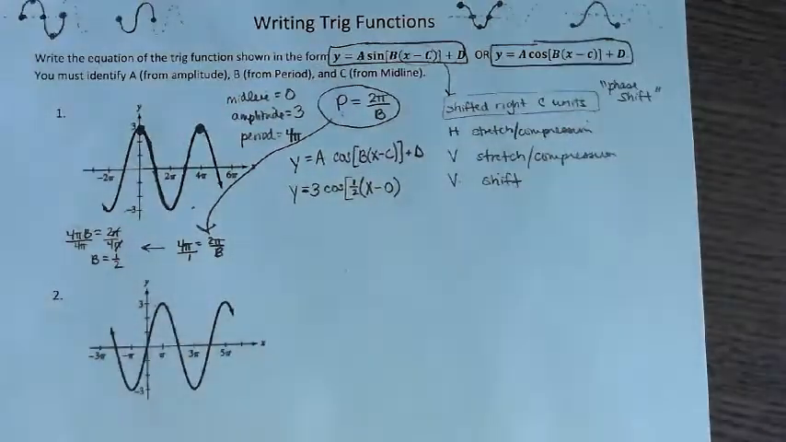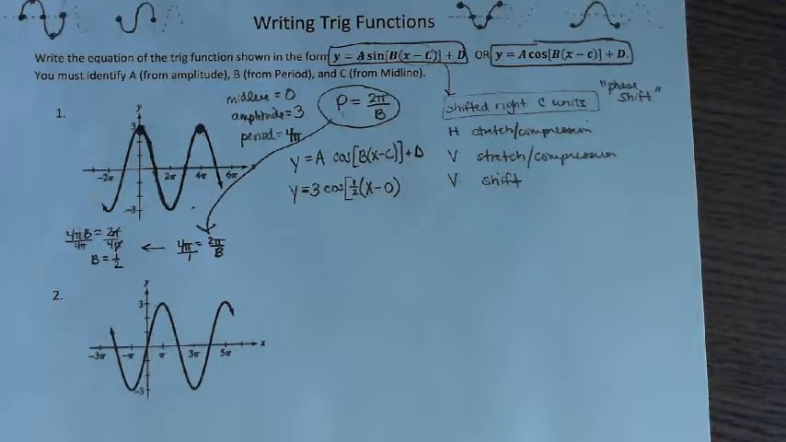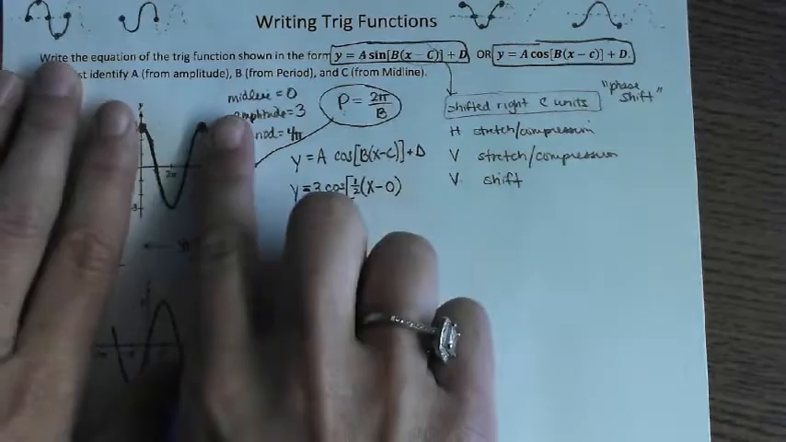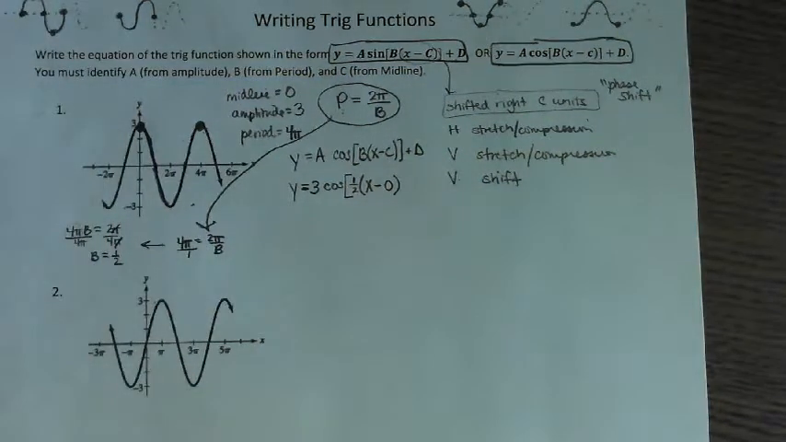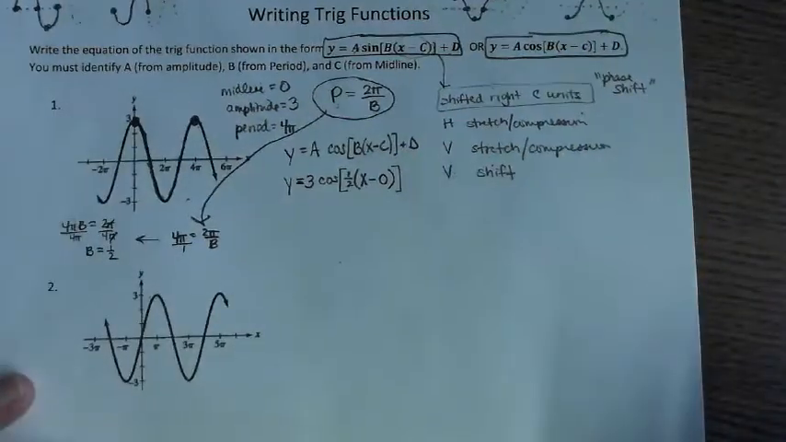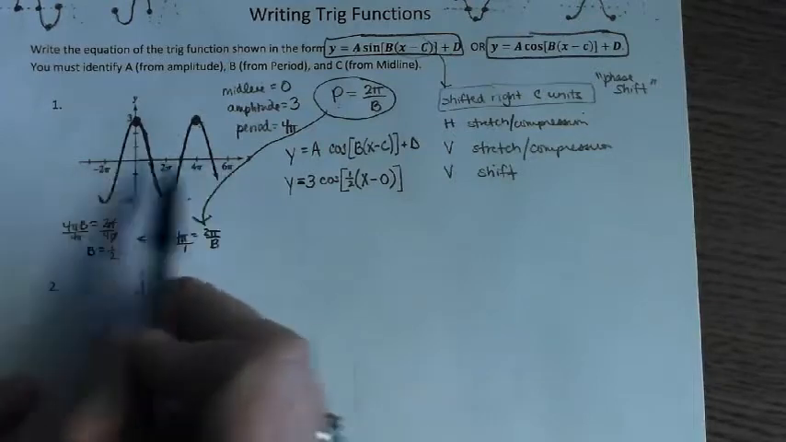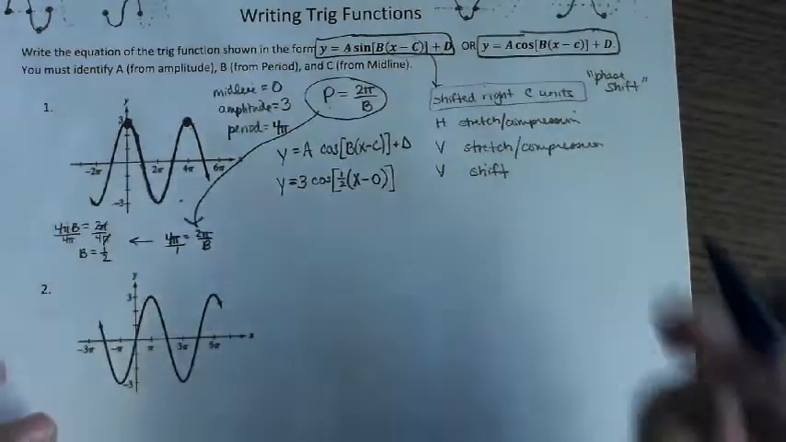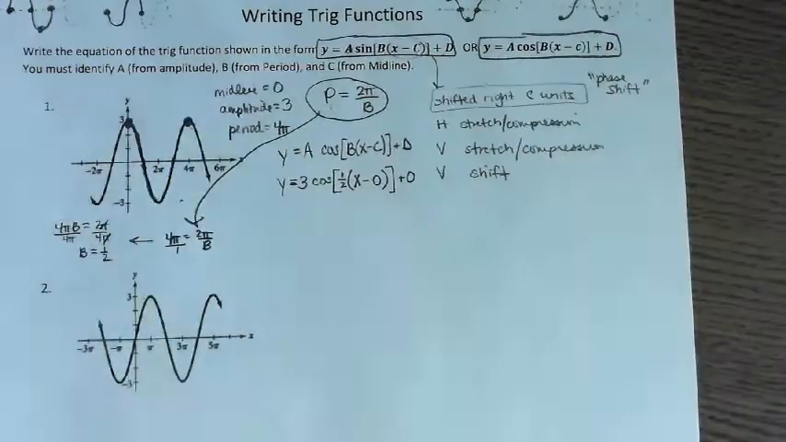That's a vocabulary word specific to trig. They'll say, what's the phase shift? Not necessarily how much has it been shifted left or right. And so we had none here because it wasn't shifted off the y-axis at all. And then what's our midline? Because D is just our midline. 0, right? This graph didn't get shifted up or down, so plus 0.